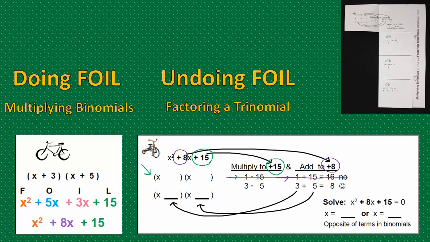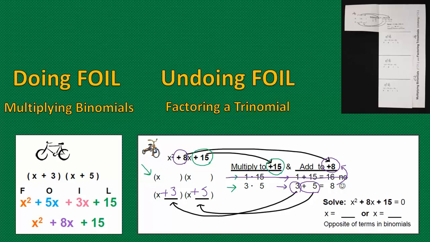Next, we can move up to 3 because 2 won't work. We can't say 2 times a whole number and get 15. But we can say 3 times 5 is 15. And then when we test that by adding 3 plus 5, we do get 8. That is a match. So now we have the two numbers that we need to finish our binomials. x plus 3 times x plus 5 would give us x squared plus 8x plus 15 if we did that whole FOIL process again.